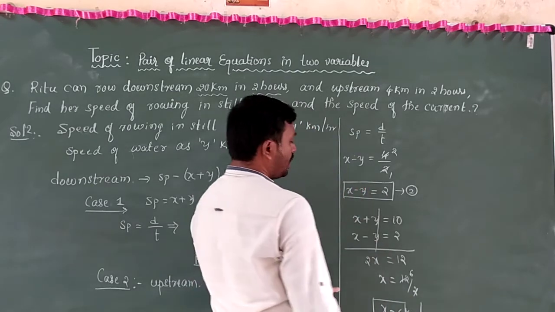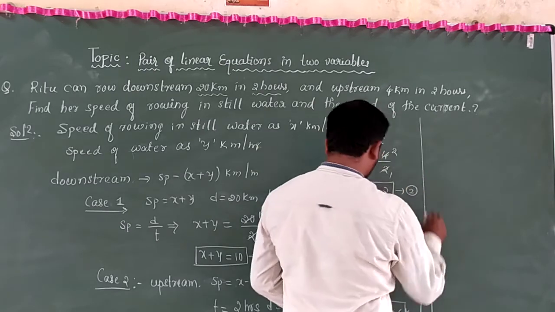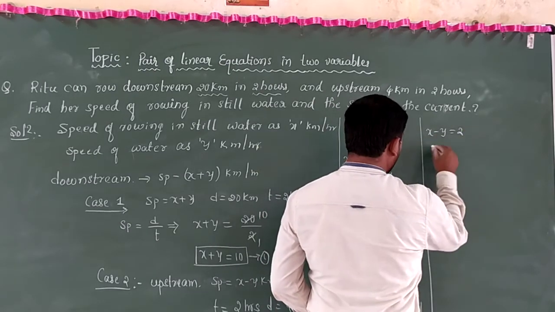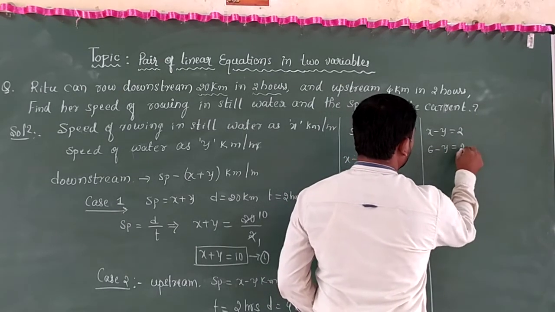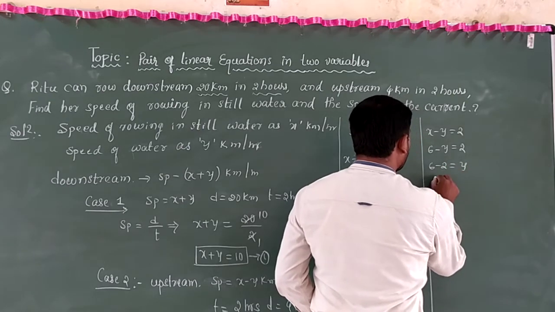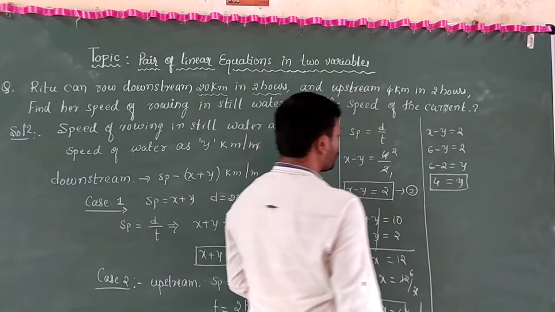To calculate y, substitute this in any one of the equations. So I will substitute it in x minus y is equal to 2. Here x is 6. 6 minus y is equal to 2. 6 minus 2 is equal to y. So 4 is equal to y.